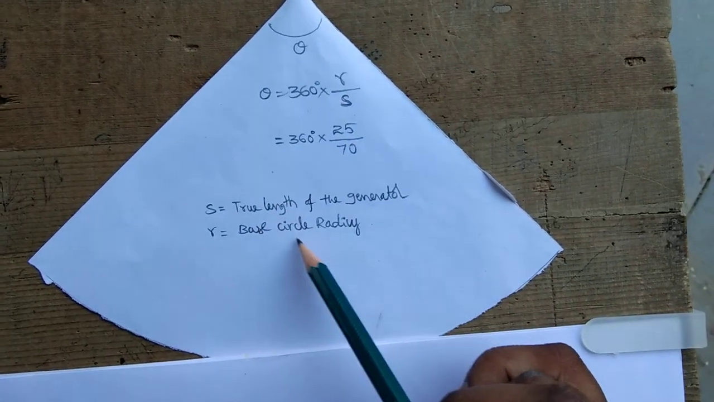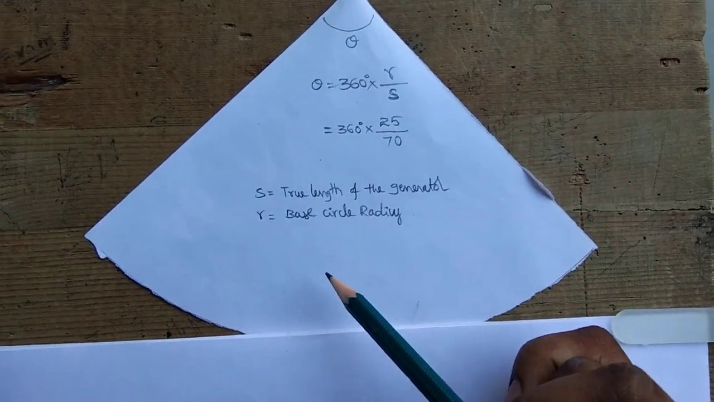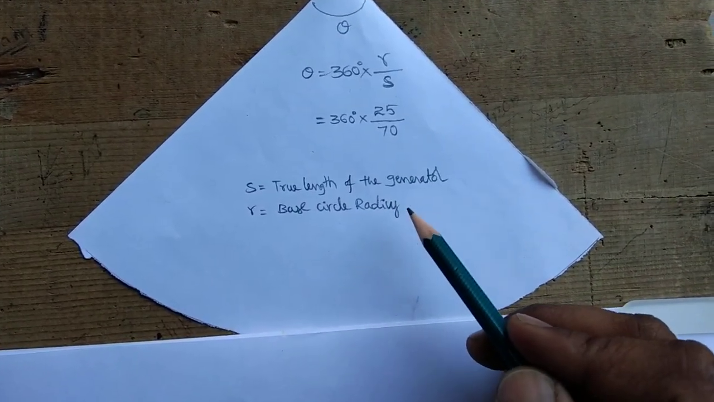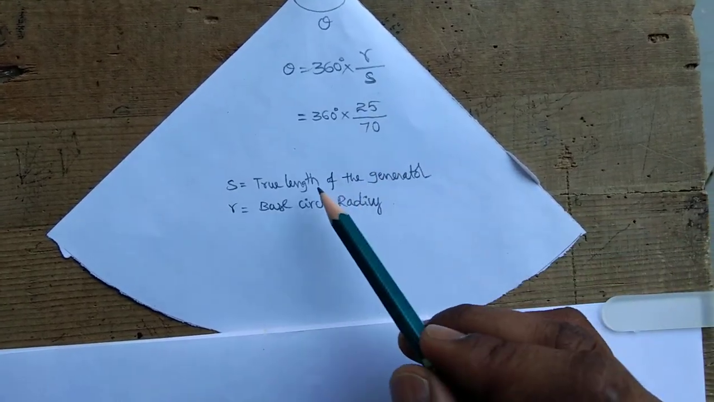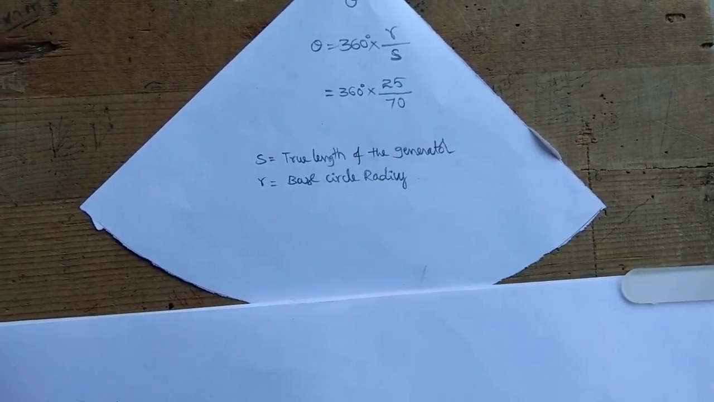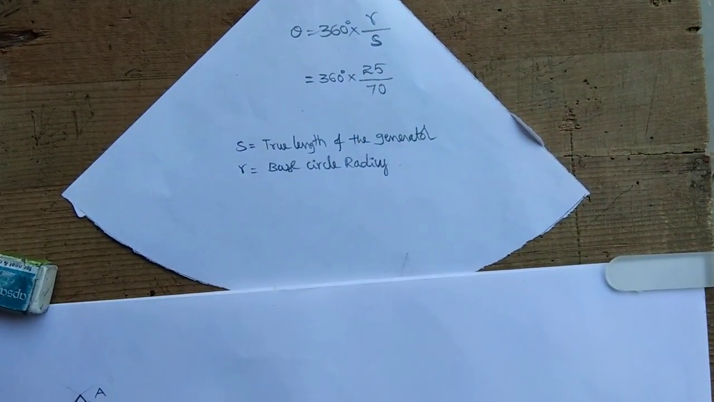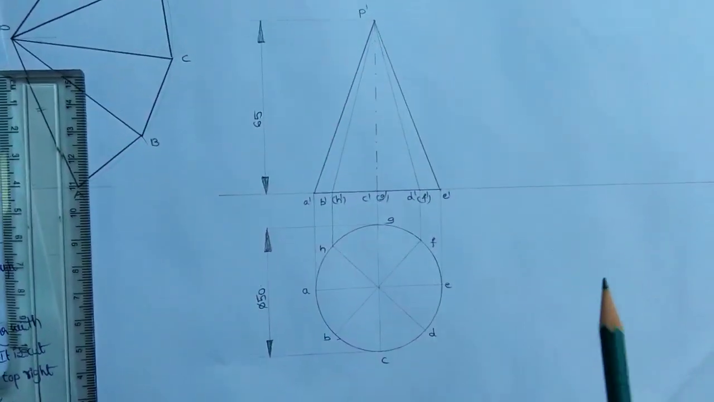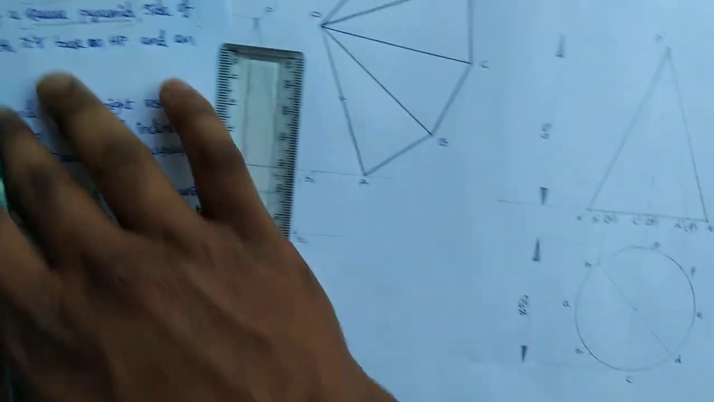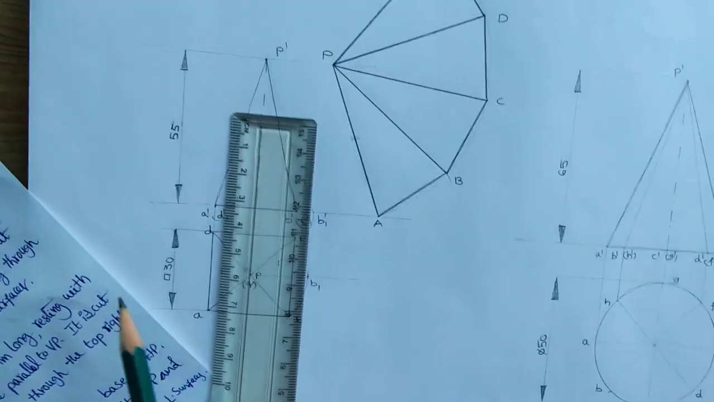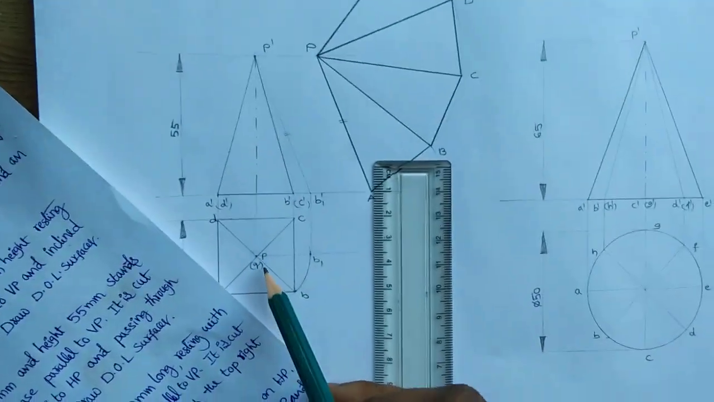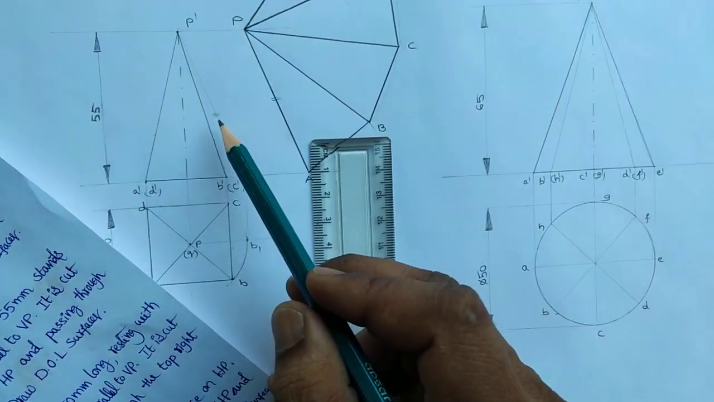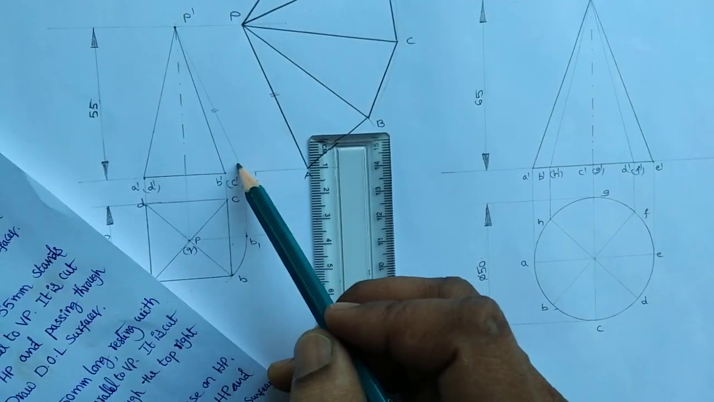Small r is the base circle radius. In the given data, 50 mm diameter is available, so the base circle radius becomes 25 mm. And s is the true length of the generator. How can we calculate the true length of the generator? From the front view. As I said in the previous problem, when the slant edge in the top view is parallel to the reference line, we will get the true length. This is the true length of this slant edge.